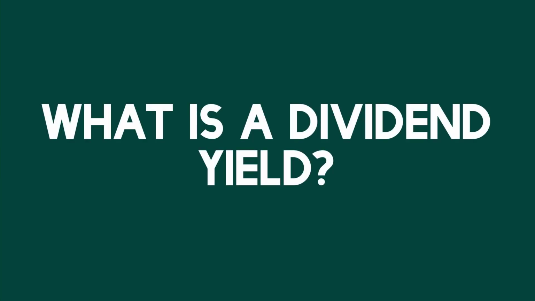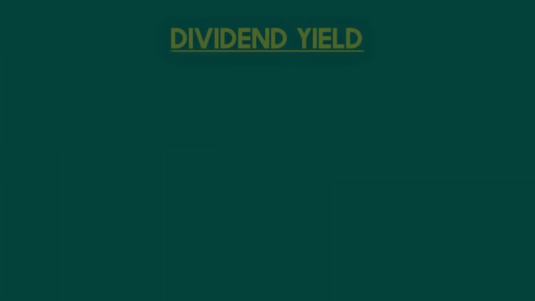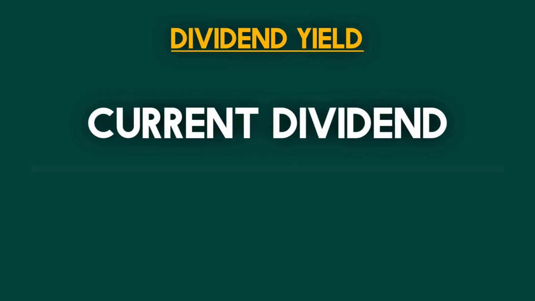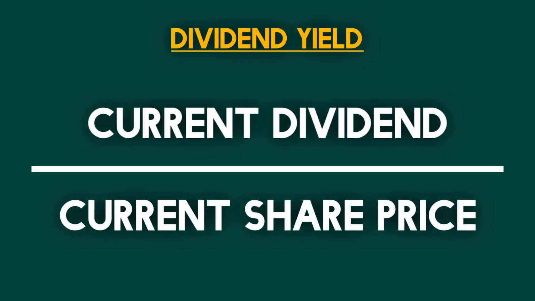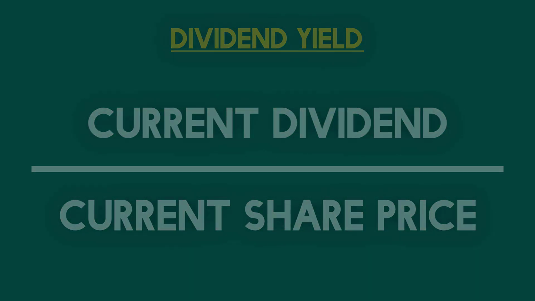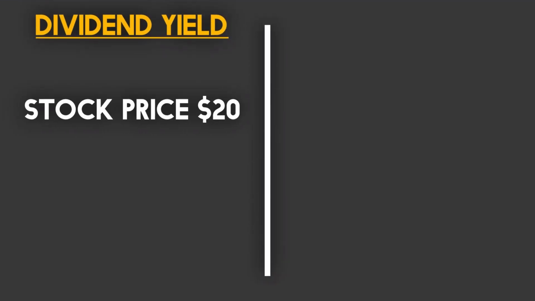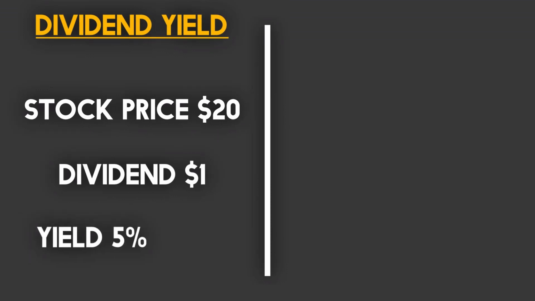So, first of all, very quickly, what is a dividend yield? The dividend yield of a stock is the current dividend amount divided by the current share price, expressed as a percentage. So, if we have a stock worth $20 that pays a $1 dividend, we divide 1 by 20 and get a 5% yield.